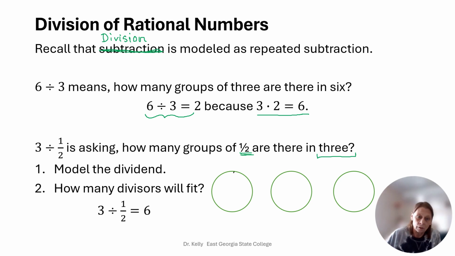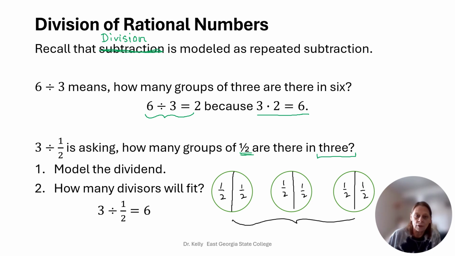Well, this is a half, and this is a half. This is a half, this is a half, and again, a half and a half. So we have a total of 6 halves here. So 3 divided by 1/2 is equal to 6.